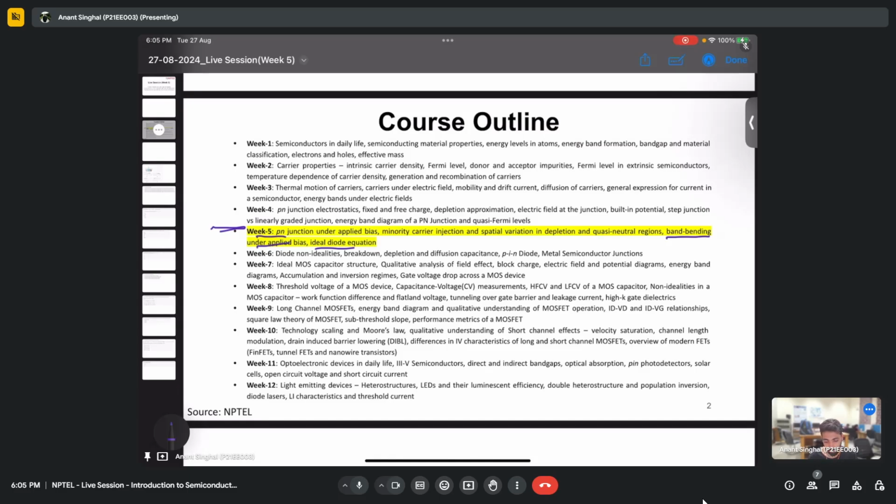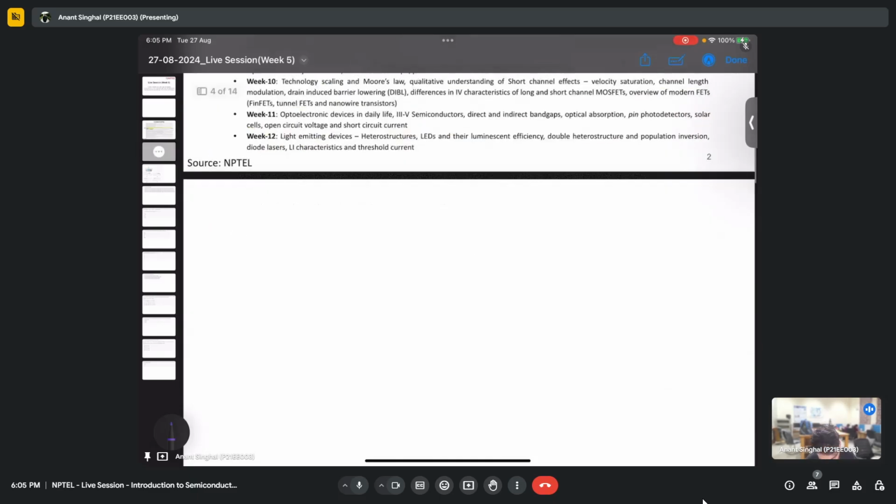Yes, sir. Okay, fine. So let's try to do some problems then. Let's do a very quick problem for a PN junction, which is again at equilibrium bias, that is, there is no voltage applied.